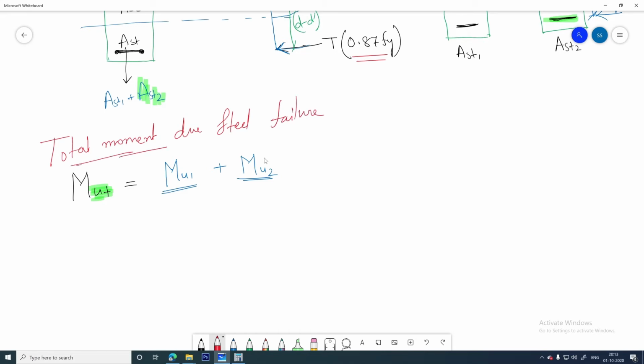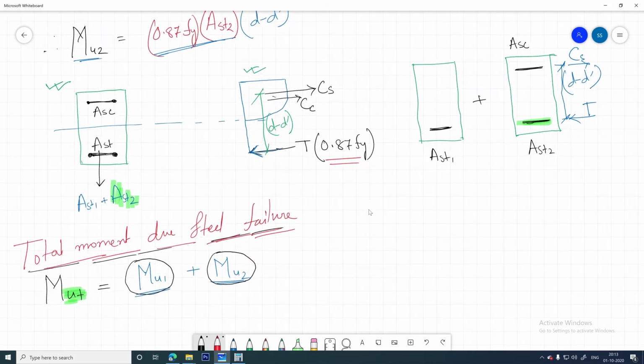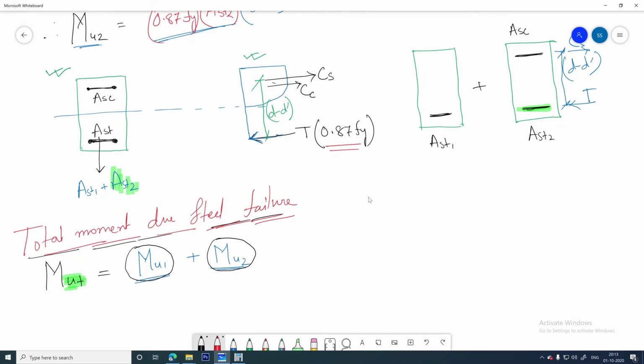The total moment due to the steel failure. Okay, remember this: this is the total moment due to the steel failure, where in the first part we have determined the total moment considering it as a singly reinforced beam section, and in the second part we have determined the balanced moment considering the AST2, that is at a level where the tensile reinforcement is given. So there we got the Mu2.